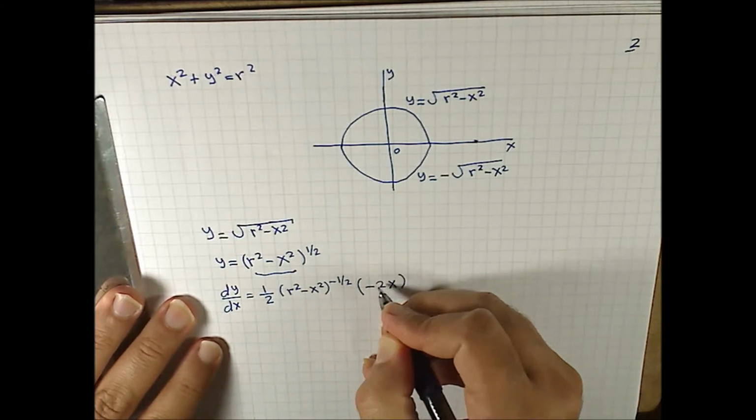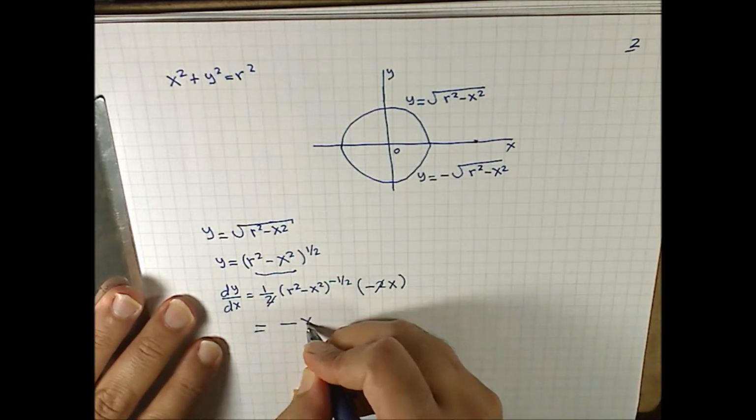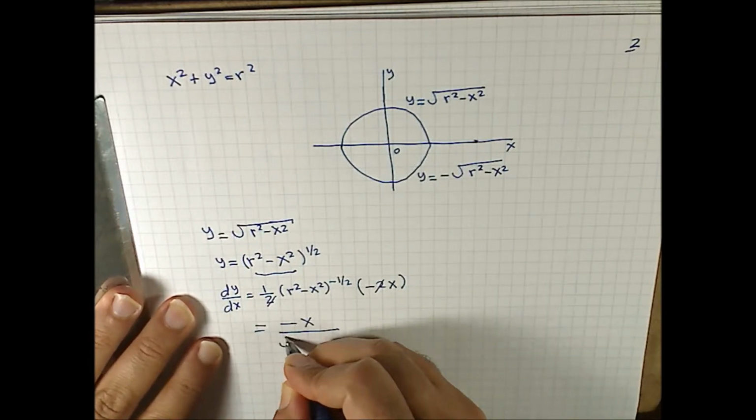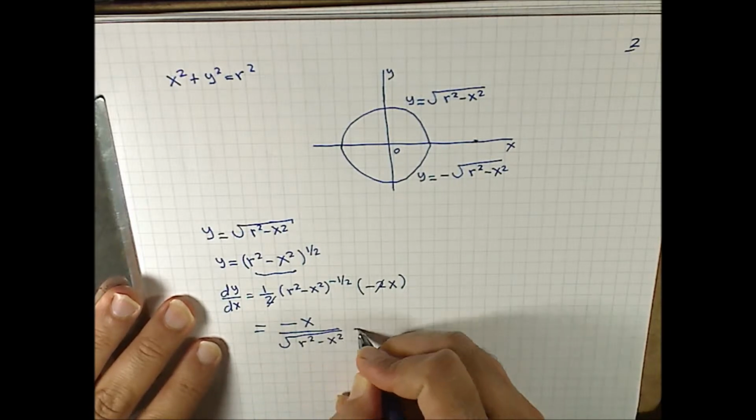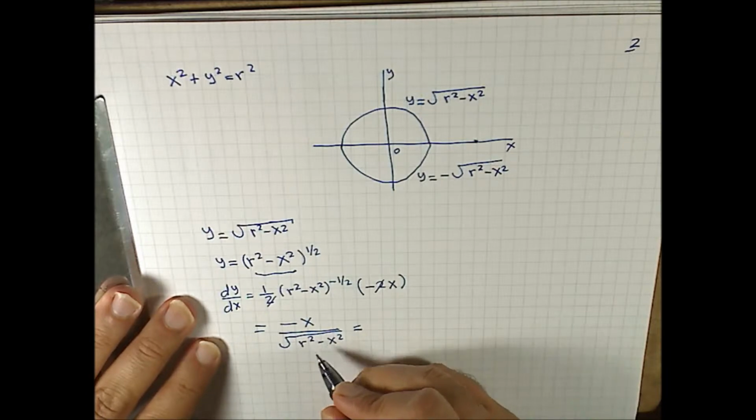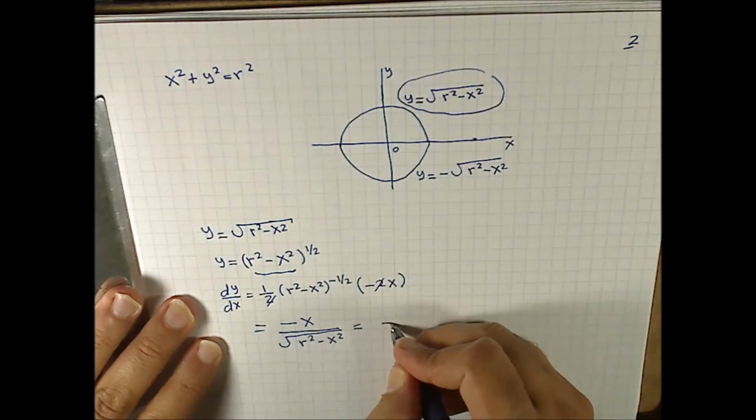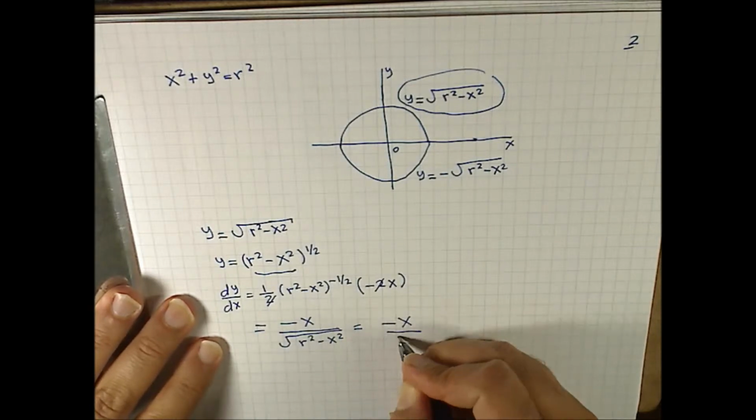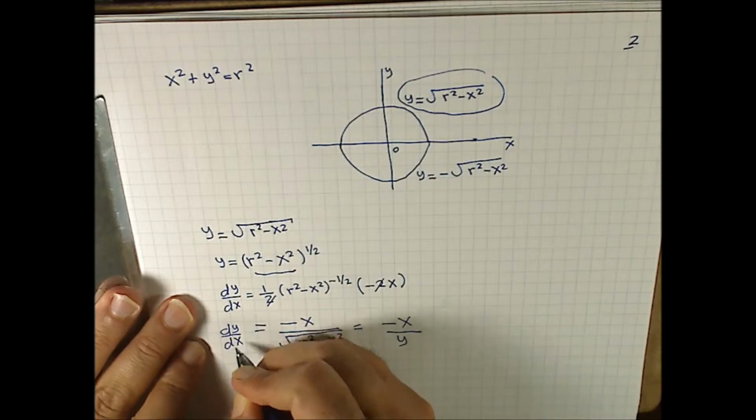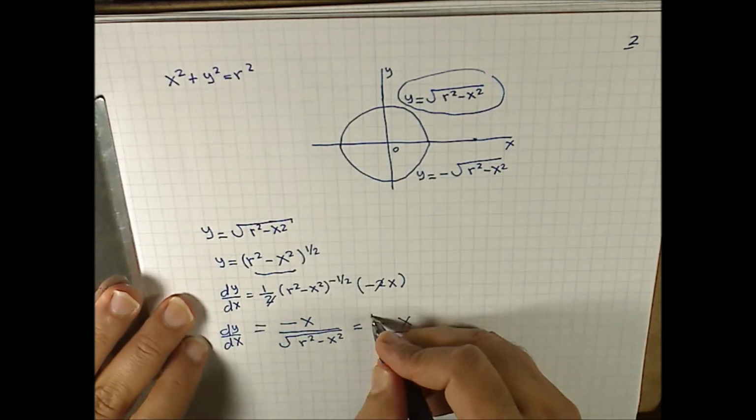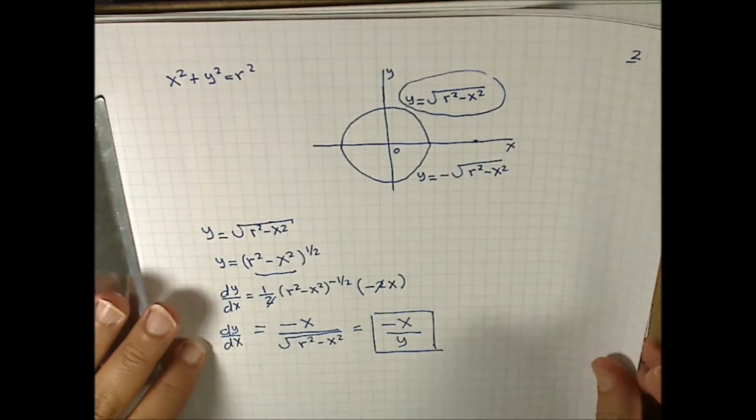Now the 2's cancel out and we get minus x divided by root of r squared minus x squared. But the denominator is just y. y equals root of r squared minus x squared. So I can write it as minus x over y. That's the slope of the tangent line, dy/dx. And we apply the power and chain rule to obtain that. Now we're going to take a shortcut and use implicit differentiation.